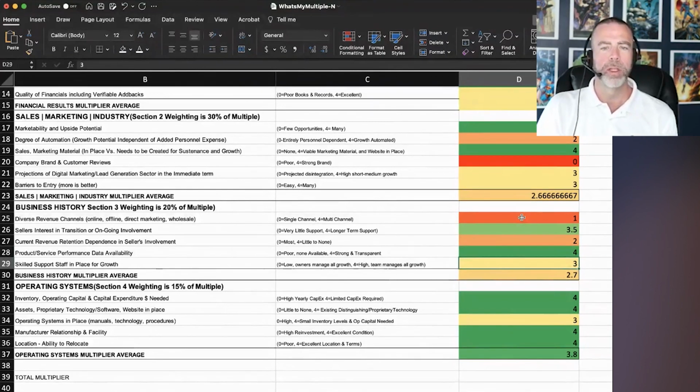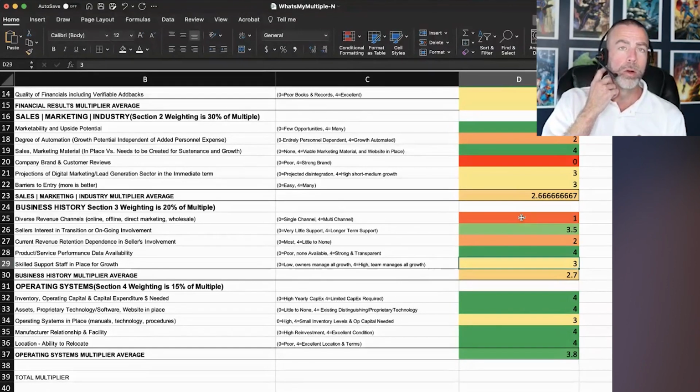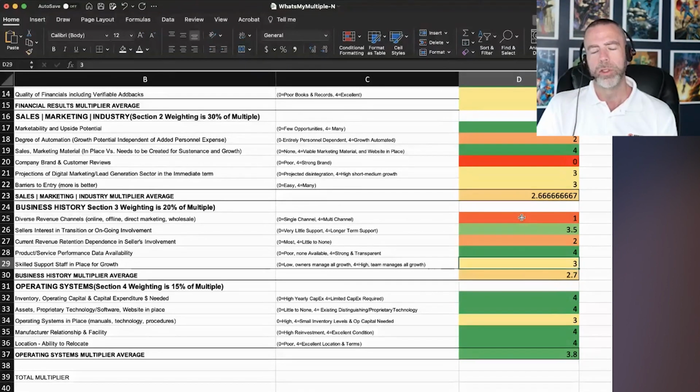Skilled support staff in place for growth. They're working on this. A lot of the growth for most of these lower middle market companies still depends primarily on owners. From time to time, I'll see a gem where the owner is not really involved in the growth, but that's very, very rare. Buyers understand that, but to the point where you can put some growth-focused leadership in a company, that's great. But you don't have to. It's a total myth that you have to have this big team to sell these companies. It's totally not true.